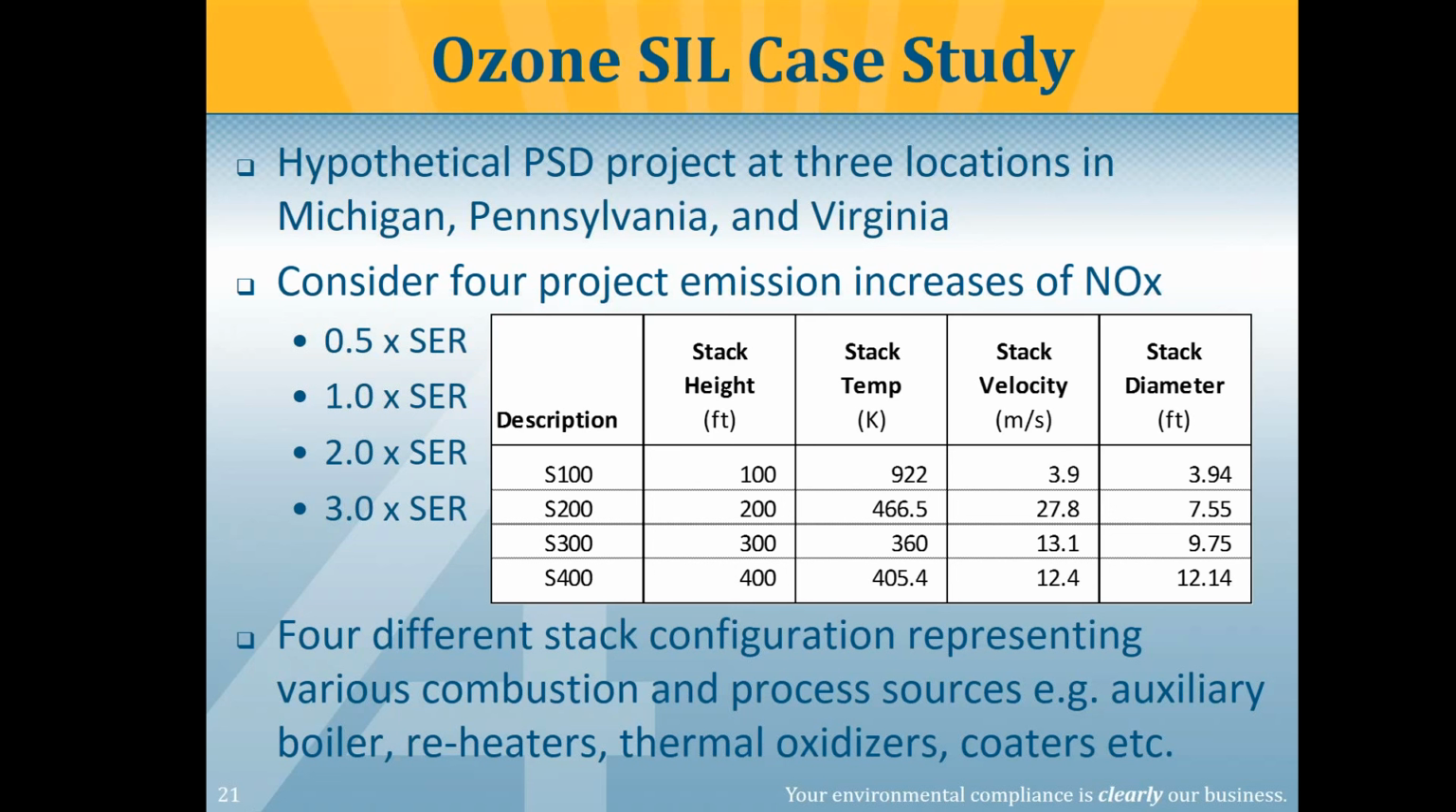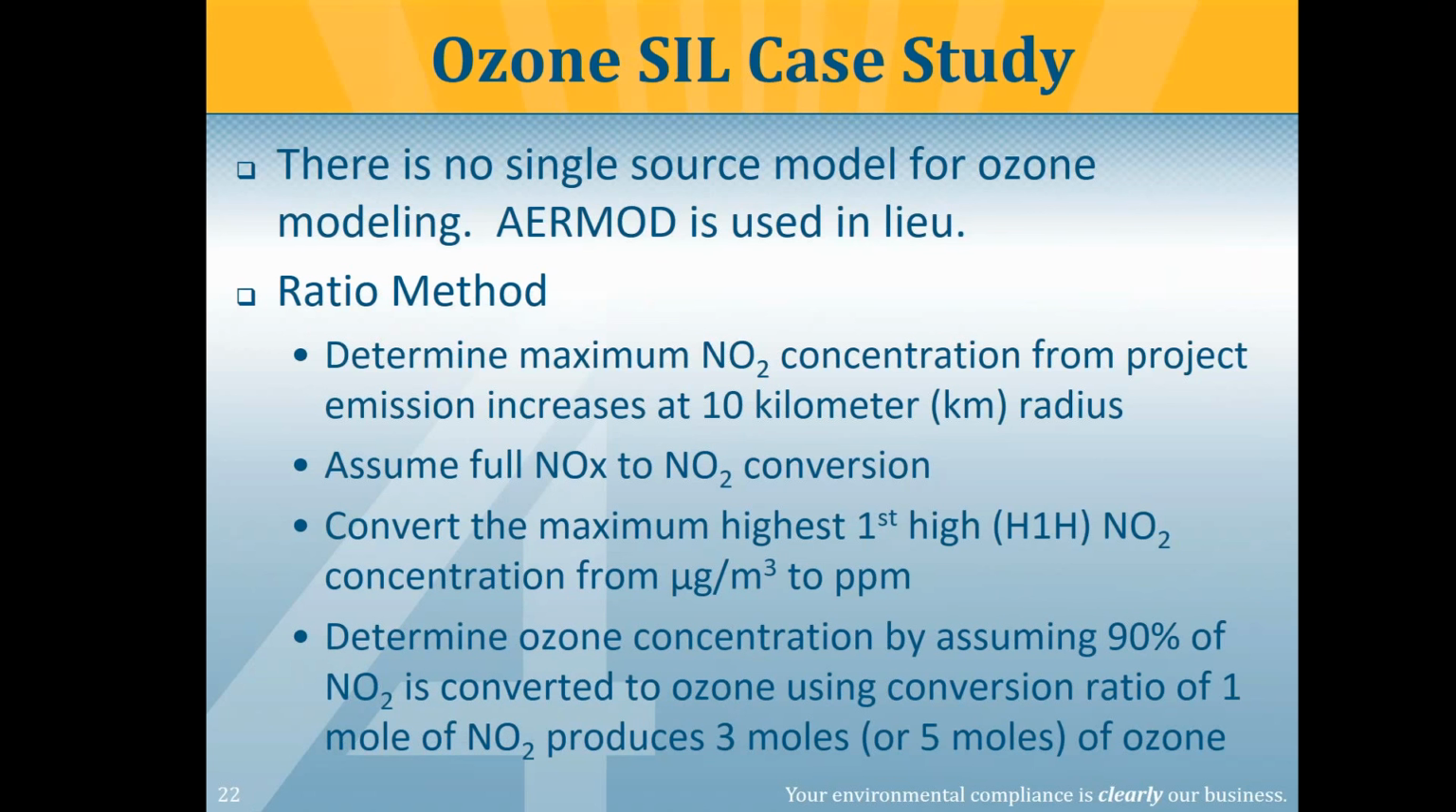From a source perspective, we decided to go ahead with 4 example stacks. Rather than using 125 feet or some weird numbers, let's just go with 100, 200, 300, and 400. And then in terms of stack temperature, stack velocity, and stack diameter, we looked at some of the combustion and process sources like auxiliary boilers, reheaters, thermal oxidizers, and coaters, which are representative and common sources at some of the facilities I mentioned earlier, and obtained the stack temperature, velocities, and diameter from those types of sources. So how did we complete this analysis?